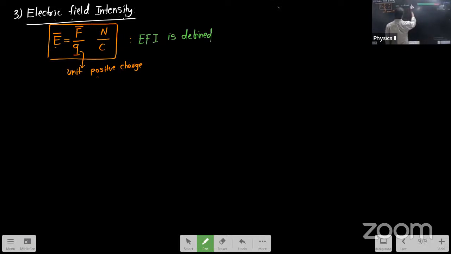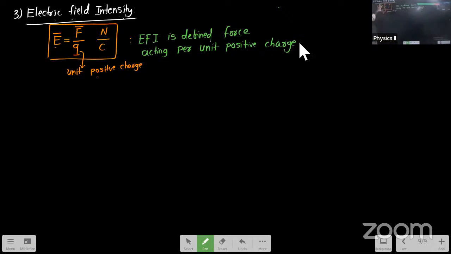So electric field intensity is defined as force acting per unit positive charge. I hope everyone understood this. If you remember this formula, you can directly write down the definition. E represents electric field intensity, F represents force, and Q represents unit positive charge. So electric field intensity is defined as force acting per unit positive charge.